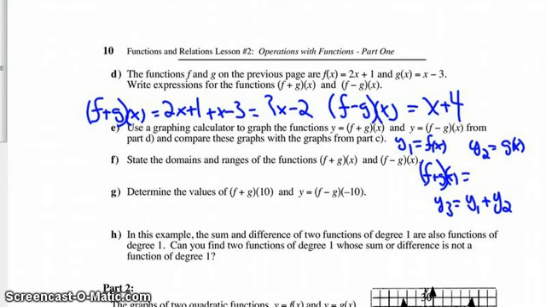When we state the domains for it, clearly both domains are x an element of the reals. They're lines, they're all lines. And clearly the range is y such that y is an element of the reals as well.